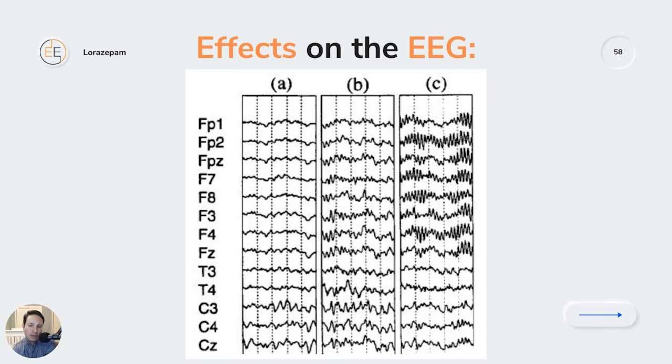So to better understand the seemingly universal characteristic of benzos on the EEG, let's take a look at this figure from Clark et al. in 2001. Here we have three traces of EEG where A is a normal EEG with posterior alpha and frontal desynchronized EEG. B shows synchronous beta activity in the frontal region.